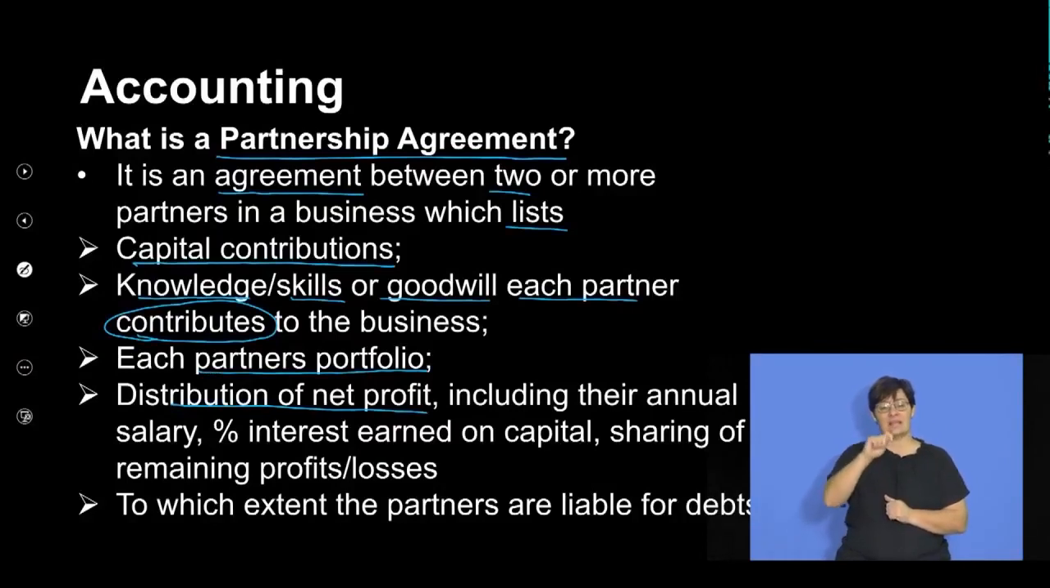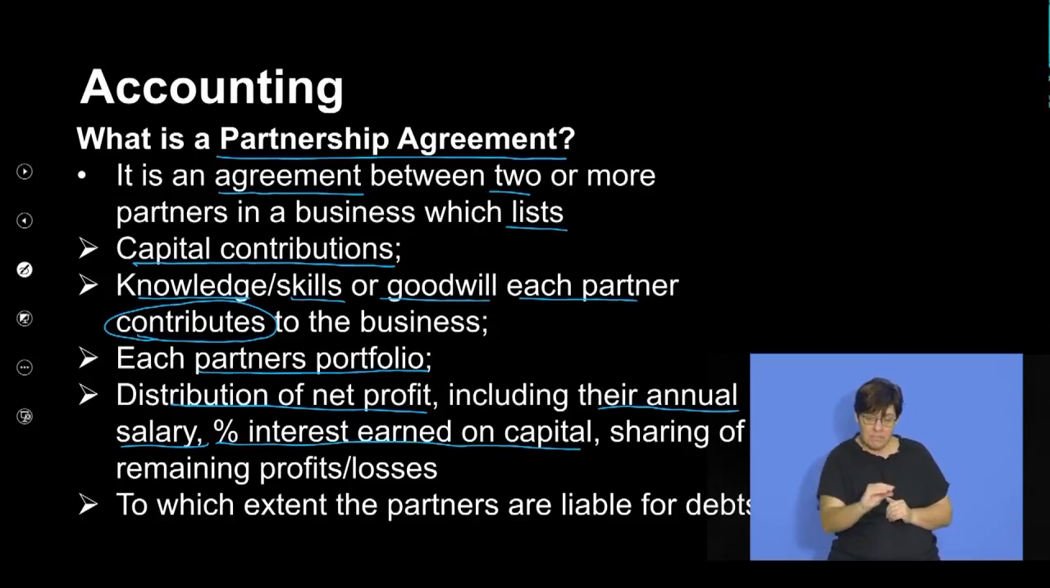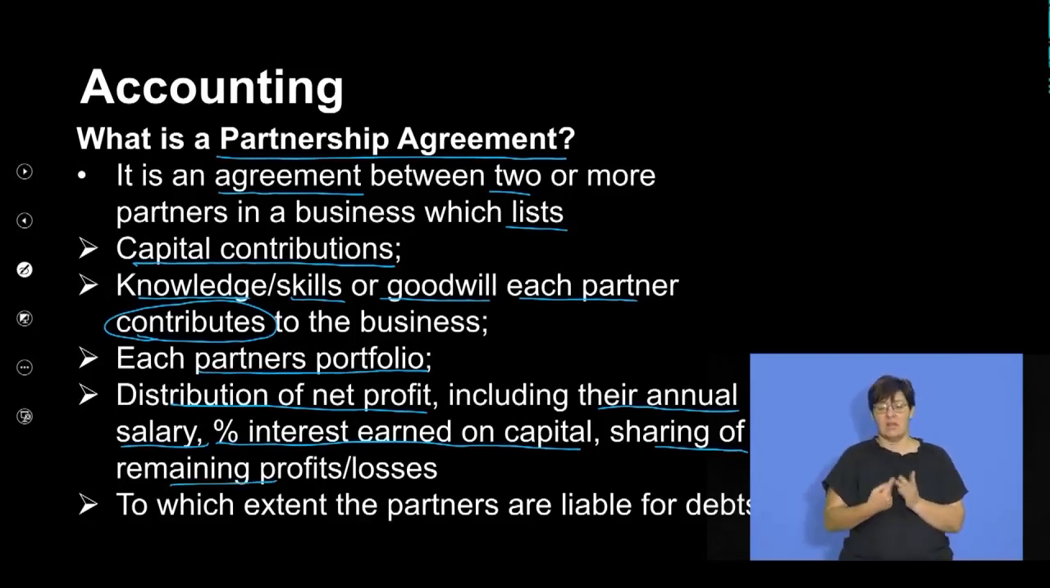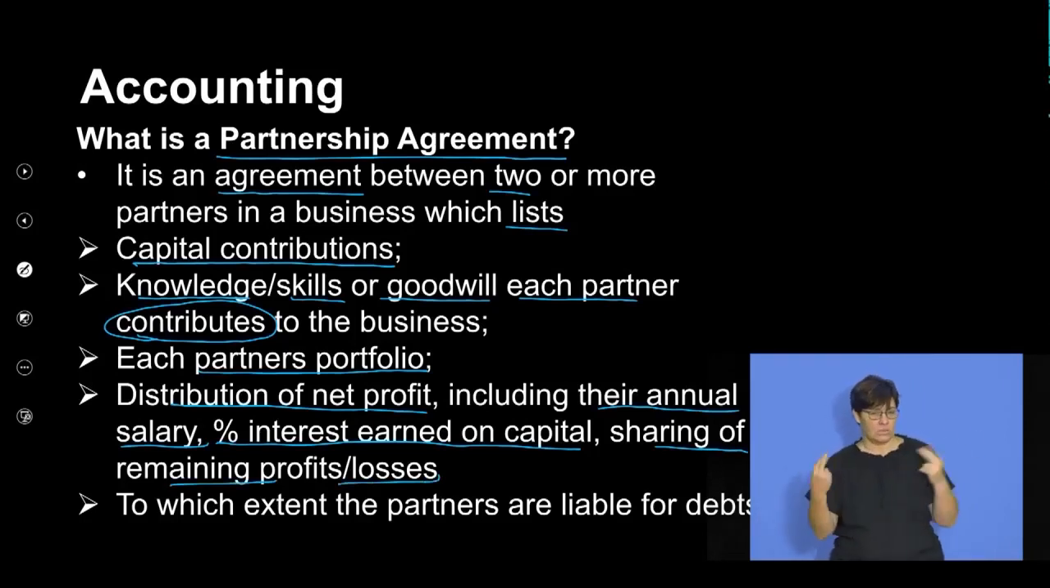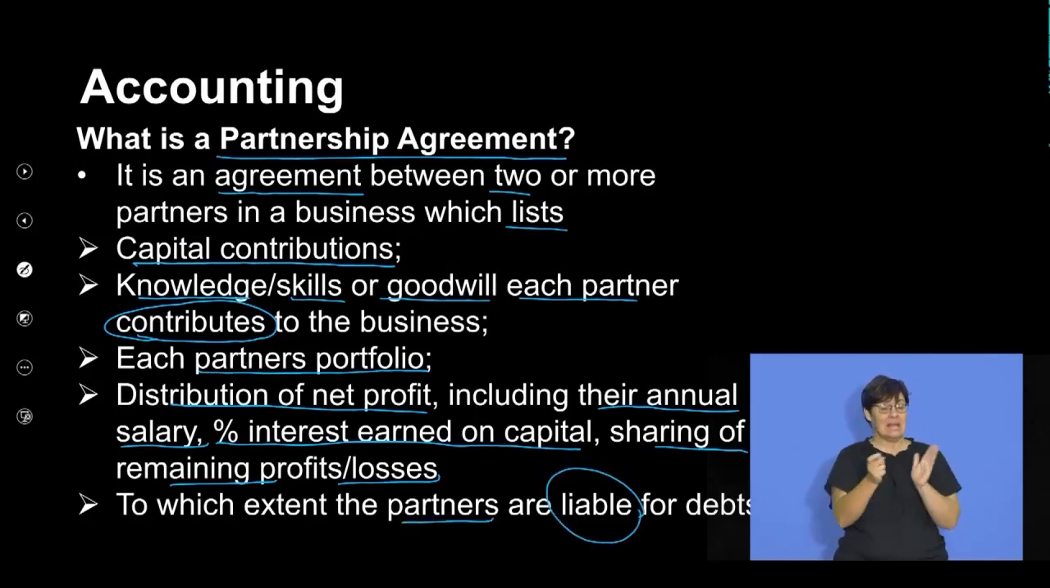Distribution of net profit is absolutely important. How are we going to share that net profit, including the annual salary and the interest earned on capital that is contributed? Here we're talking about the interest that is earned, not a percentage. It should be interest earned on capital. Also the sharing of remaining profits, or in the case of a loss, how that loss is going to be distributed amongst the partners. Also included in that partnership agreement is to what extent partners are liable for debts.